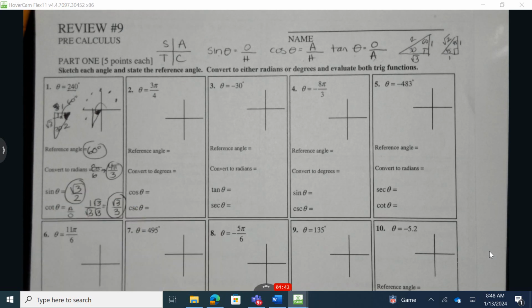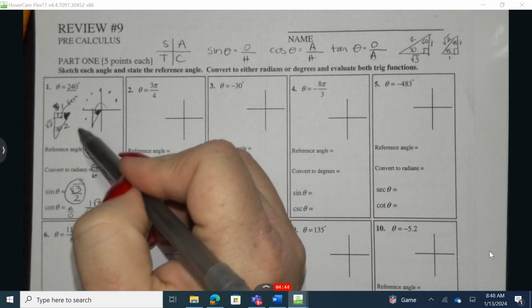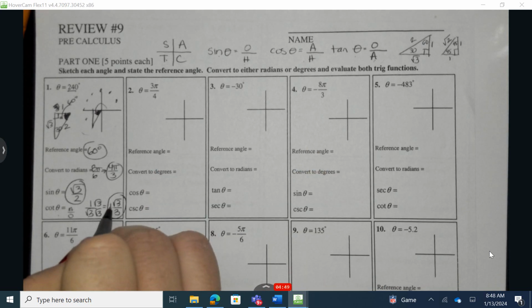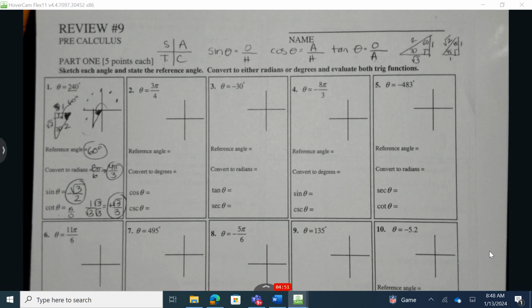Before I'm done, I need to go back and look. In quadrant 3, only tangent and its reciprocal are positive. Everything else is negative. Let's take a look at number 2.